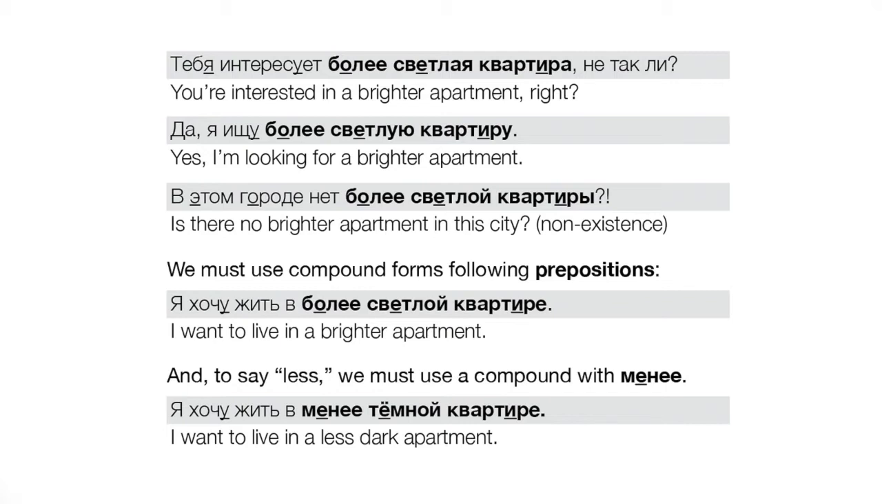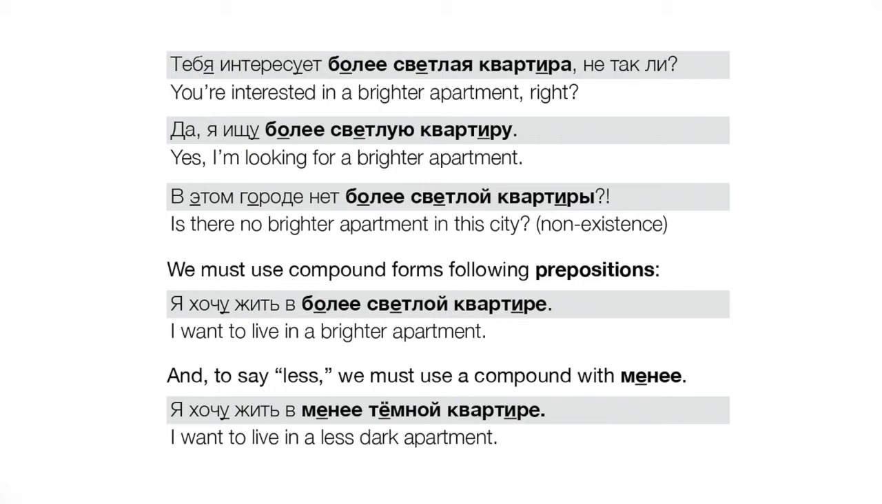And finally, just an example of a genitive, right? Is there no brighter apartment in this city? So that's a non-existence expression, нет plus the genitive. Okay, so again, we need to show clearly genitive in this example. The noun's got to be genitive, and the adjective that goes with it has got to be genitive. And so we need a compound comparative. В этом городе нет... Sorry, it's a kind of an exclamation. В этом городе нет более светлой квартиры.